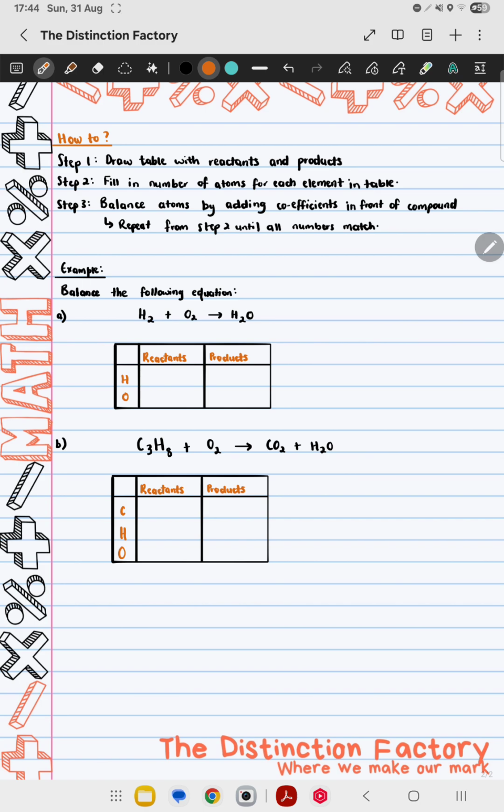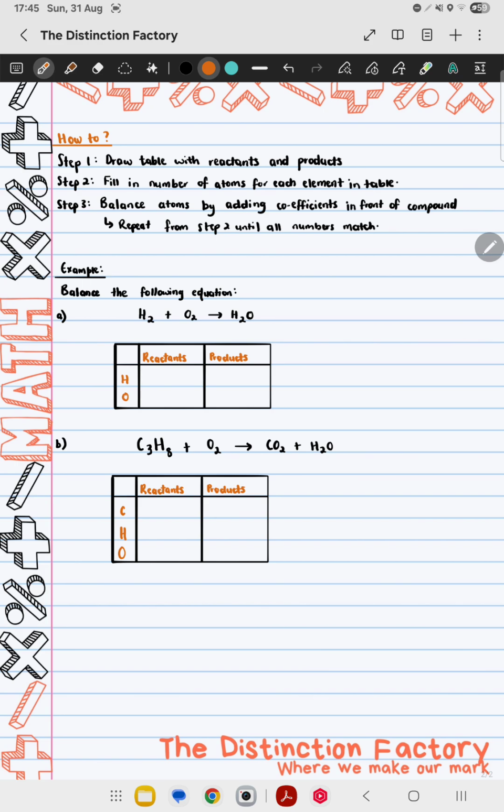Then step 2 says that we need to fill in the number of atoms for each element. And step 3 says that we need to balance the atoms by adding coefficients in front of the compound. And then we just keep repeating step 2 and 3 the entire time until we see that the numbers on the reactant side and the numbers on the product side are exactly the same. So for the first one, we've got a pretty basic one here. We've got H2 plus O2 reacts to form H2O.